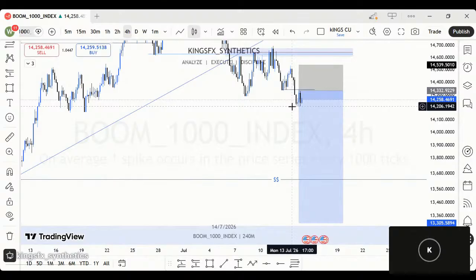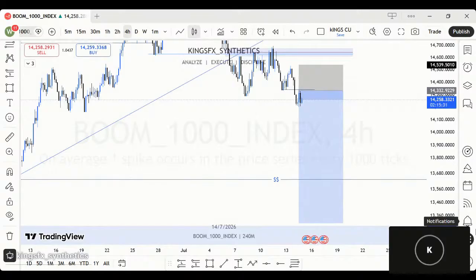So basically, this is where we are at the moment. We are selling Boom 1000. And where's our stop loss? Our stop loss is 14539.50. That is our stop loss.